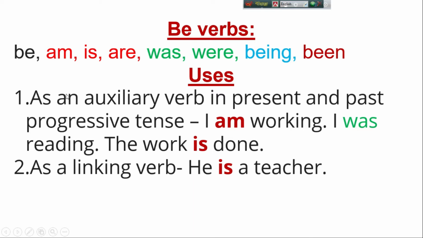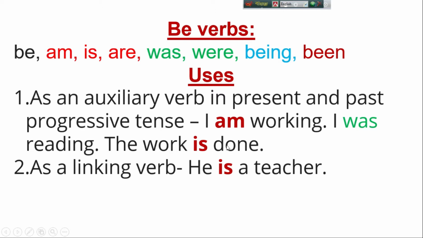Number 1. Be verbs are used as an auxiliary verb in present and past progressive tense. For example, I am working. Here am is the auxiliary verb and it helps to make it a present progressive tense. Another example, I was reading. Here was is the auxiliary verb and it also helps the main verb to make it past progressive tense.